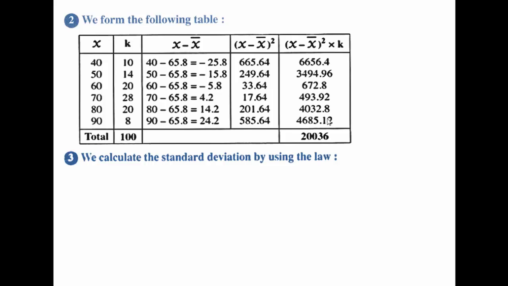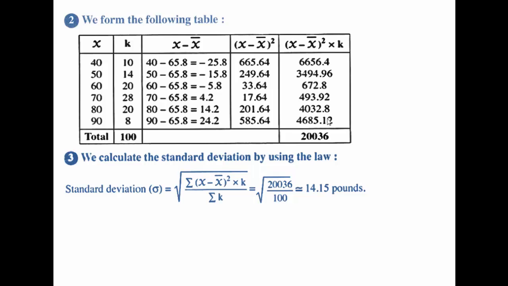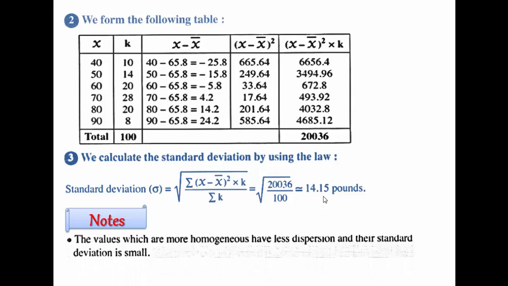Third step, we calculate the standard deviation by using the law. Standard deviation sigma equals root of summation x minus x bar all power 2 multiply k over summation of k, equals root of 20,036 divided by 100. The result will be 14.15 pounds. Notes: the values which are more homogeneous have less dispersion and their standard deviation is small.